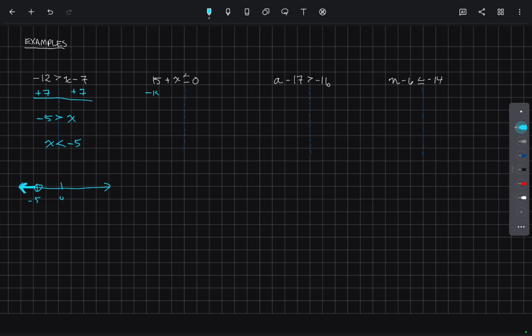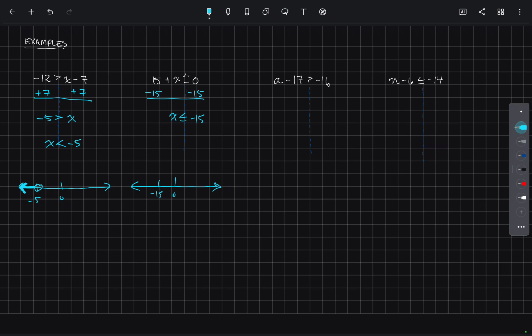Getting rid of a positive 15, minus 15 on both sides. That is going to give you x is less than or equal to negative 15. Now, to just put this on a number line to review and go over open, closed circle, direction it's going, etc. This is a good idea. X is less than or equal to negative 15.